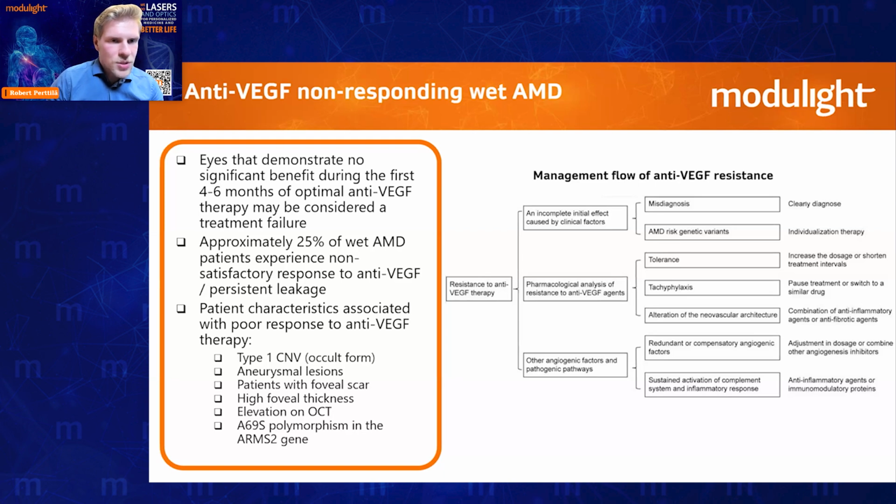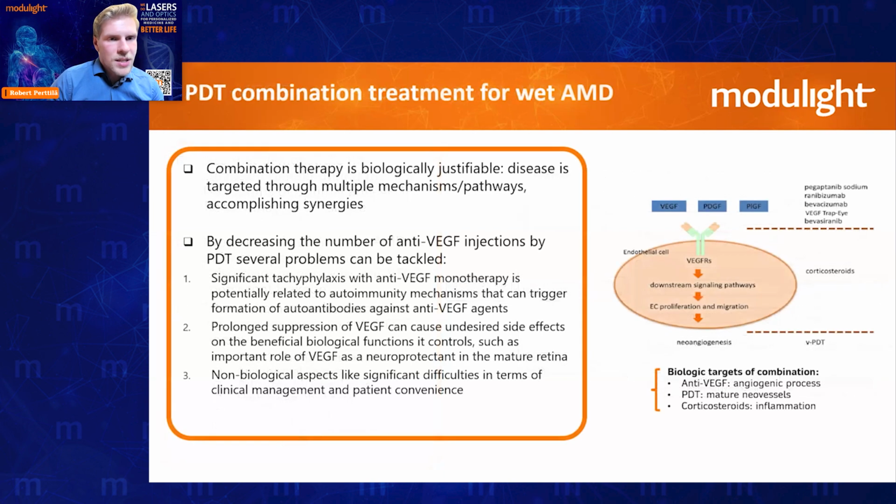Then about the combination therapy for wet AMD. It's basically biologically justifiable. PDT and anti-VEGF injections target different distinct pathways. Anti-VEGF agents target the process of angiogenesis itself, so they inhibit the formation of new vessels, while PDT destroys the existing neovessels and acts as a CNV eraser.